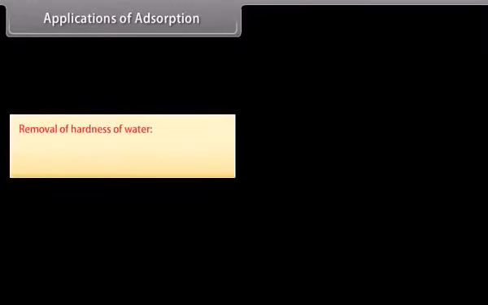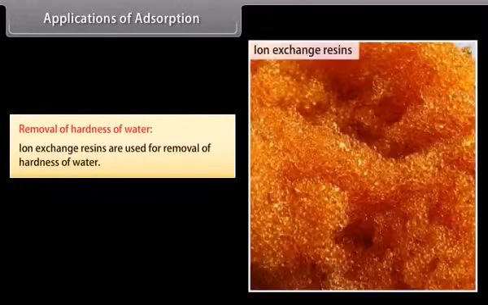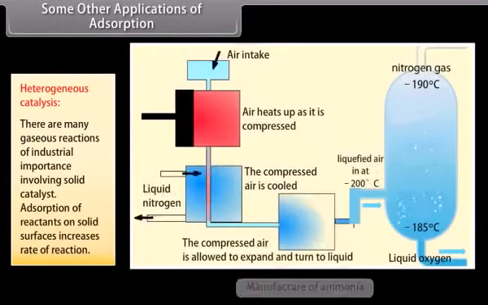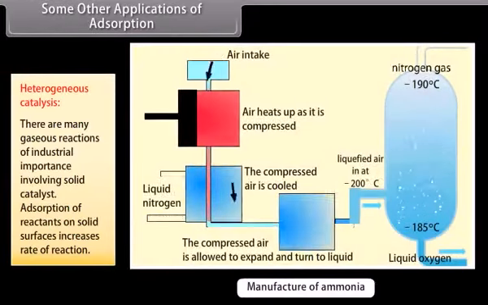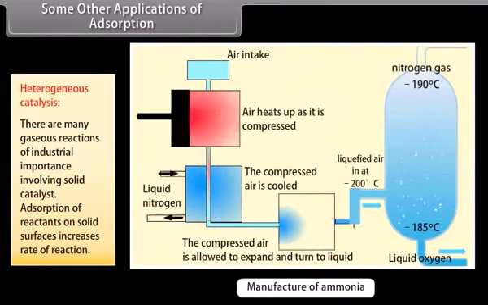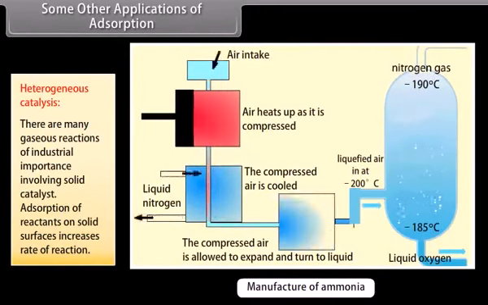Removal of hardness of water. Ion exchange resins are used for removal of hardness of water. Some other applications of adsorption. Heterogeneous catalysis. There are many gaseous reactions of industrial importance involving a solid catalyst. Adsorption of reactants on solid surfaces increases the rate of reaction. For example, manufacture of ammonia, sulfuric acid, and hydrogenation of oils.